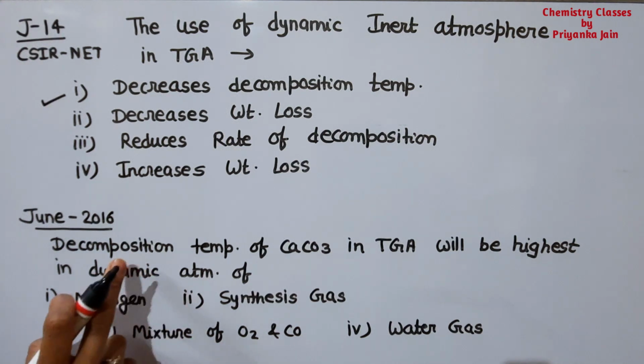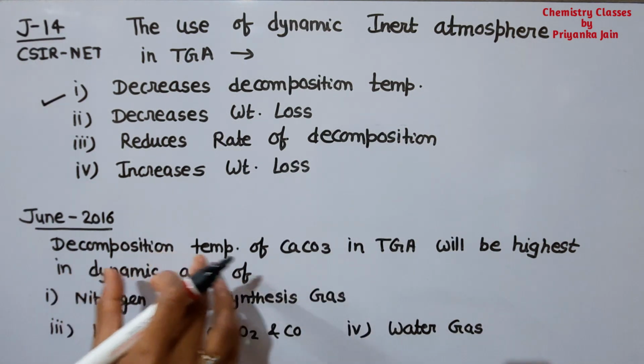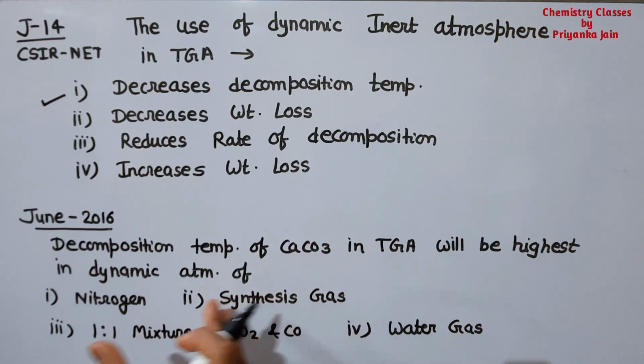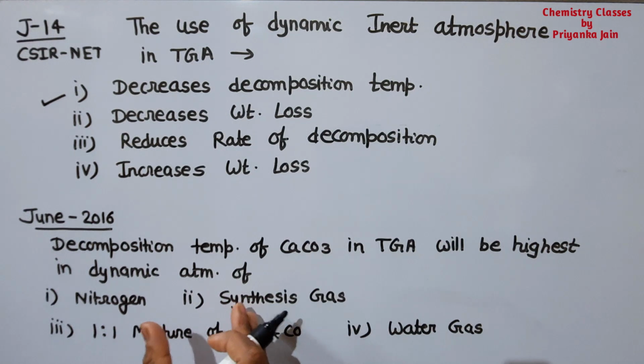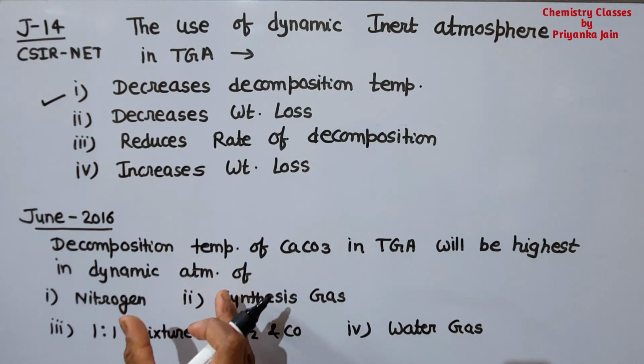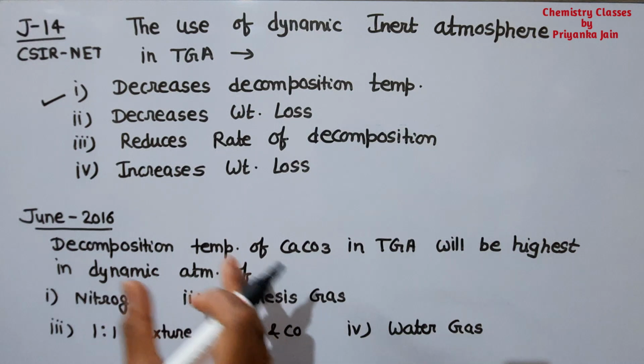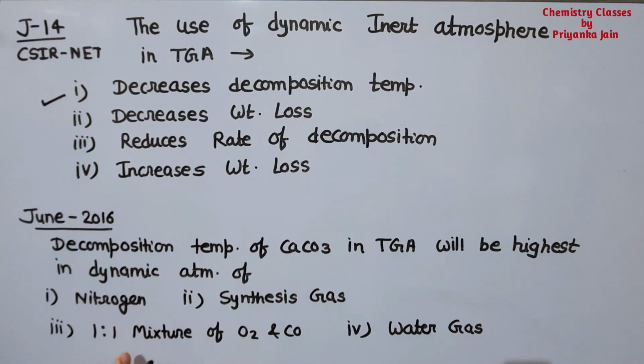Okay, now we know that the decomposition temperature will be highest when there is more interaction between the sample and the atmosphere. So we need a dynamic atmosphere, where the interaction is maximum, and such interaction is possible only when we are taking the O2 and CO mixture, because this will interact very much. So the heating rate will be higher and the decomposition temperature will also be highest. So option number 3 is the right answer.